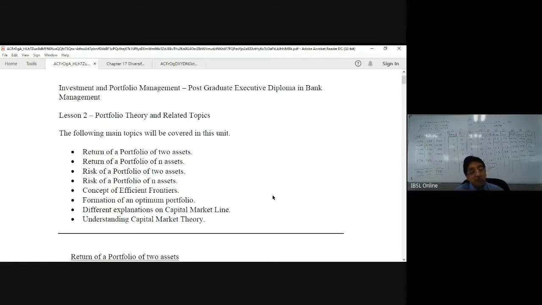Then the third one is the risk of a portfolio of two assets. There also, a very simple portfolio is taken, where only two assets are there. We learn that first. Then we learn how to do it for an n-asset portfolio. Then we go to another concept called the concept of efficient frontiers, which in some quarters we call Markowitz portfolio theory. Then formation of an optimum portfolio, different explanations on the capital market line, and understanding the capital market theory. So these are the things we are going to discuss in today's lesson.